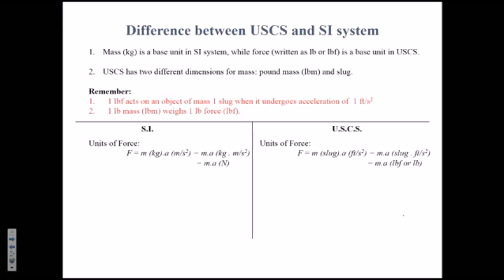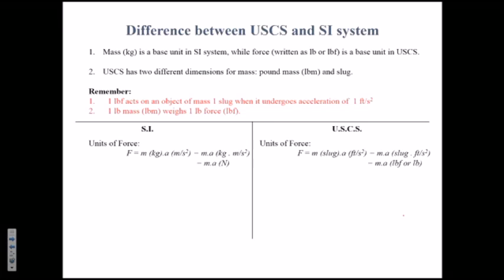Again, same definition. We already know that one slug mass accelerated at 1 feet per second square gives rise to a force of 1 pound force. So let's write that. F equal to ma, mass being in slug, acceleration in feet per second square. We get slug feet per second square, and this whole thing is nothing but 1 pound force. So I can write this as pound force or pound, the same thing. So 1 pound force is equal to 1 slug feet per second square, right? This is coming from the first fact.